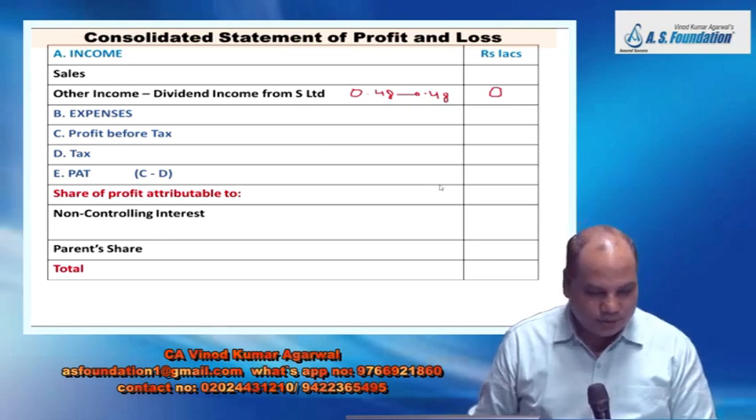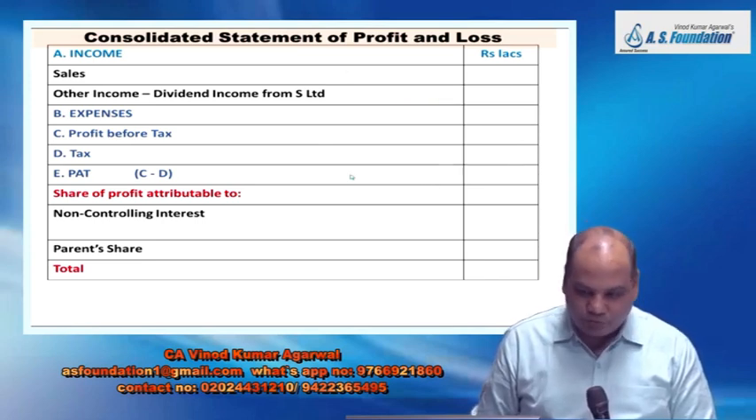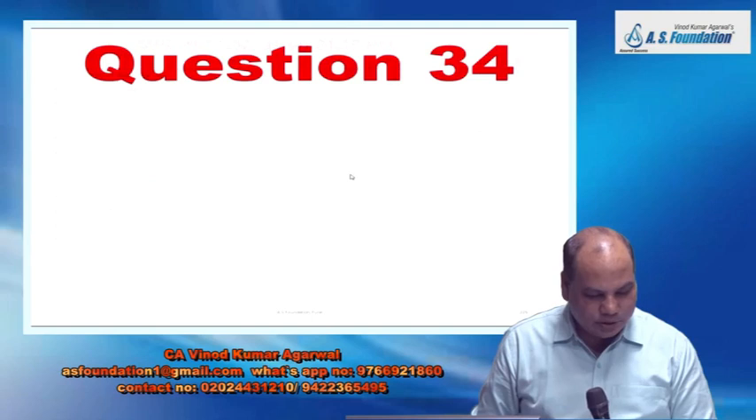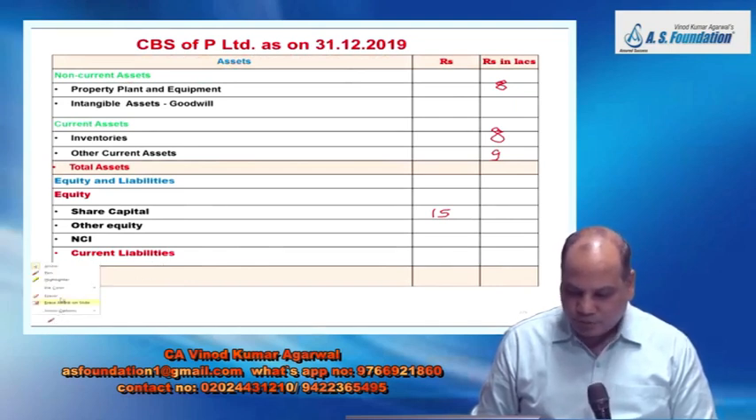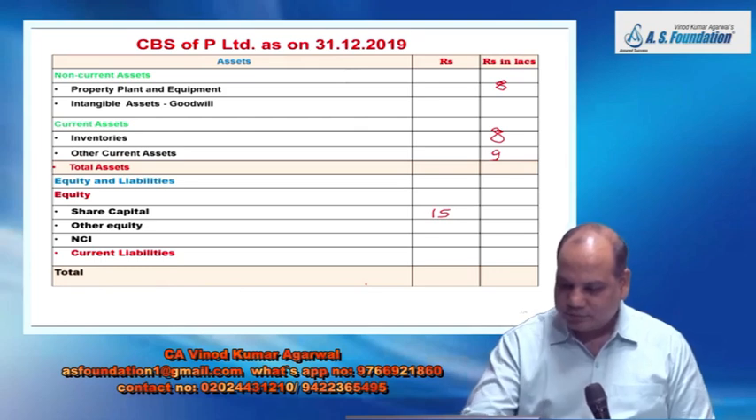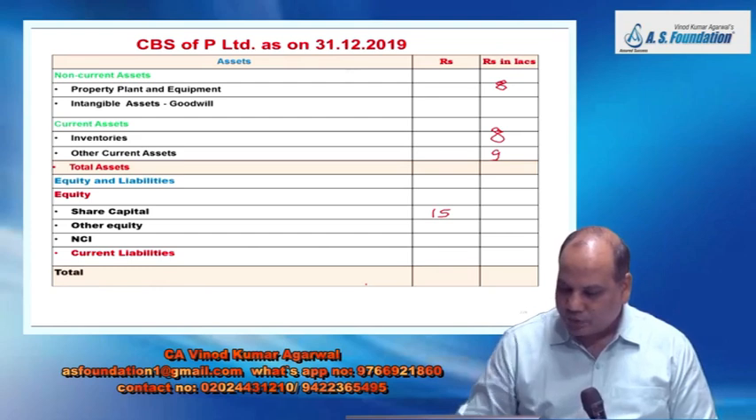Next line. Come back to your question. We are right now in SOFP. Reserve and surplus discussion is over. Then there is a current liability. Do we have adjustment here? No. Right. Current liability 3 plus 2, 5.